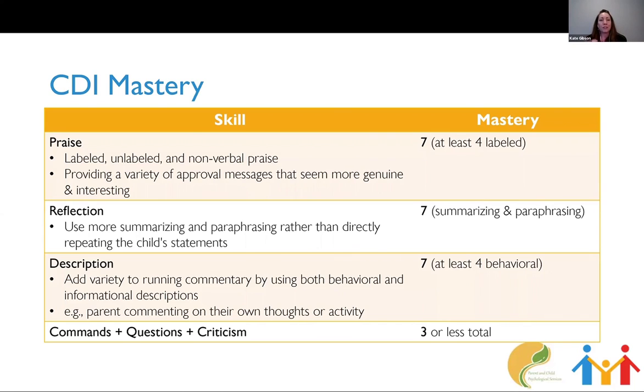And when it comes to descriptions, we want at least 4 of the descriptions to be our standard behavior descriptions. So that is an important subpoint in terms of mastery. It's 7 praise, 7 reflection, 7 descriptions, with at least 4 of the praise being labeled and with at least 4 of the descriptions being standard behavior descriptions. And same thing for the don'ts as in standard PCIT, ideally 0, but 3 or less questions, commands, and criticism.